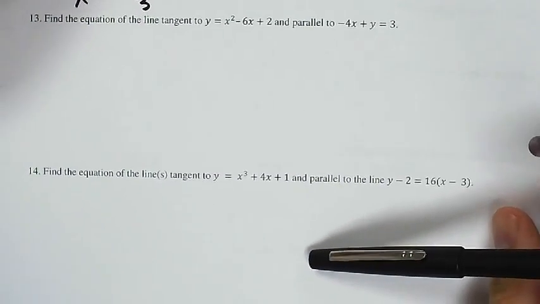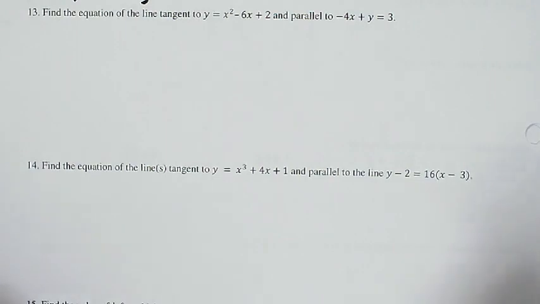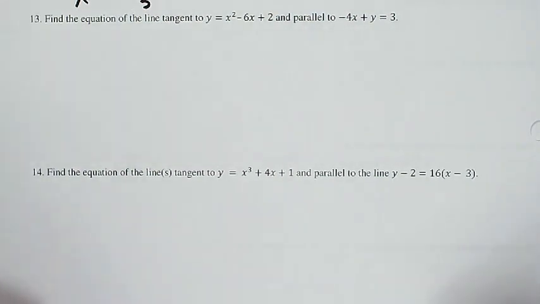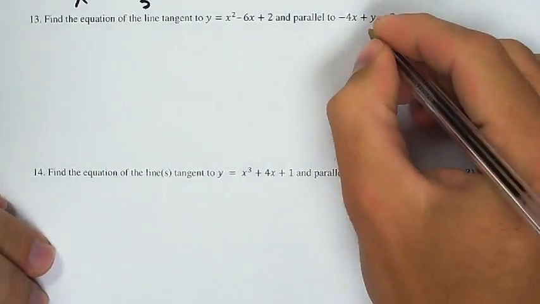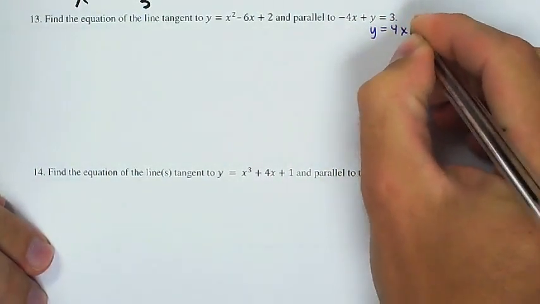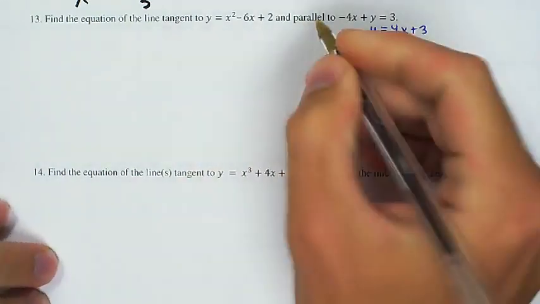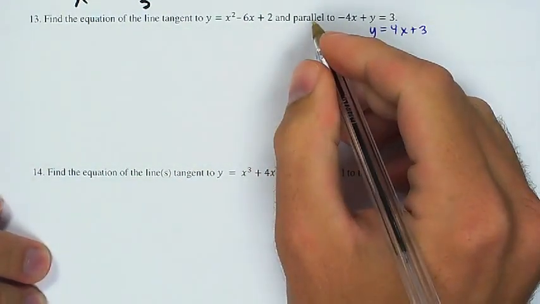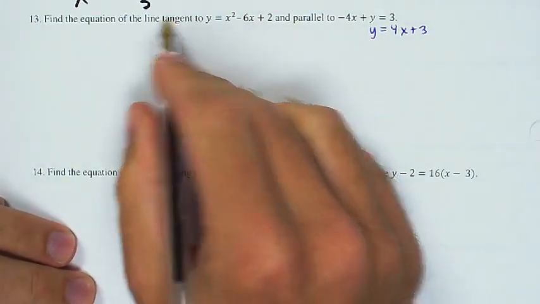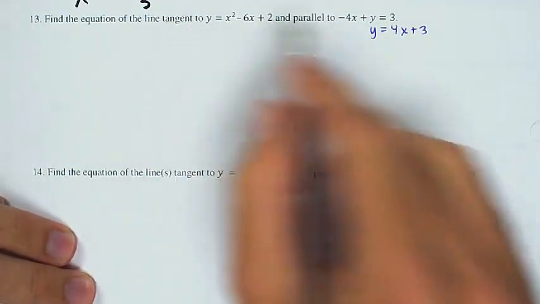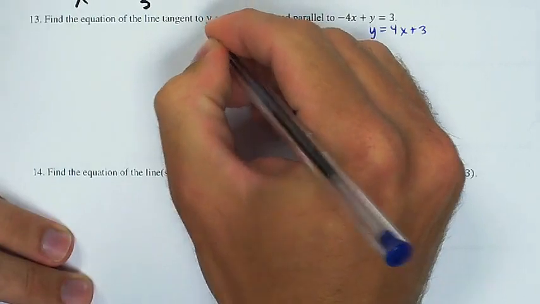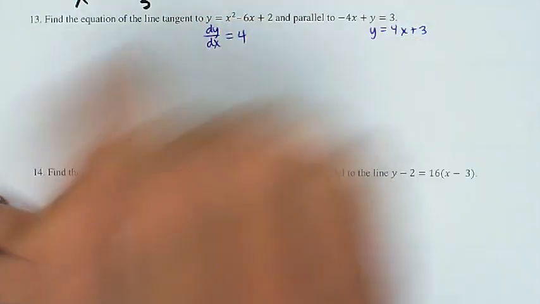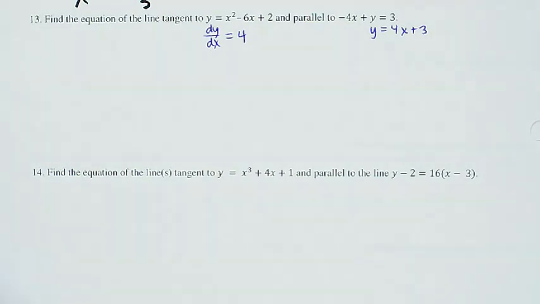Okay. Find the equation of the line tangent to that while also being parallel to this. So, first of all, we don't really have much use for lines written in this form. So I'm going to call that y equals 4x plus 3. Parallel to means same slope. So when is the slope of the tangent line 4? When does it have the same slope as this? So I'm solving for dy dx equals 4.